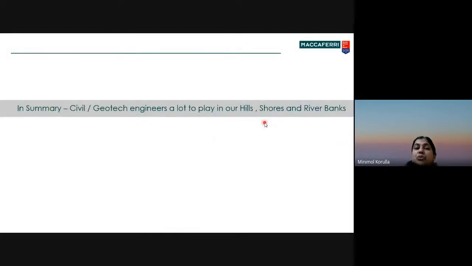Okay, so in summary, civil or geotechnical engineers, not only geotechnical engineers, as I mentioned, a multidisciplinary approach has to be there. It is hydraulics, geology, structural engineering, everything has to work together. And we have a lot of role to play in our hills, shores, and riverbanks. Thank you.